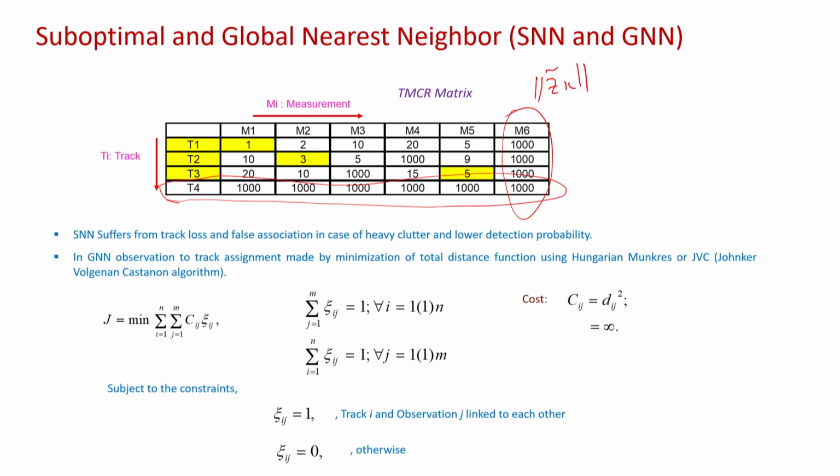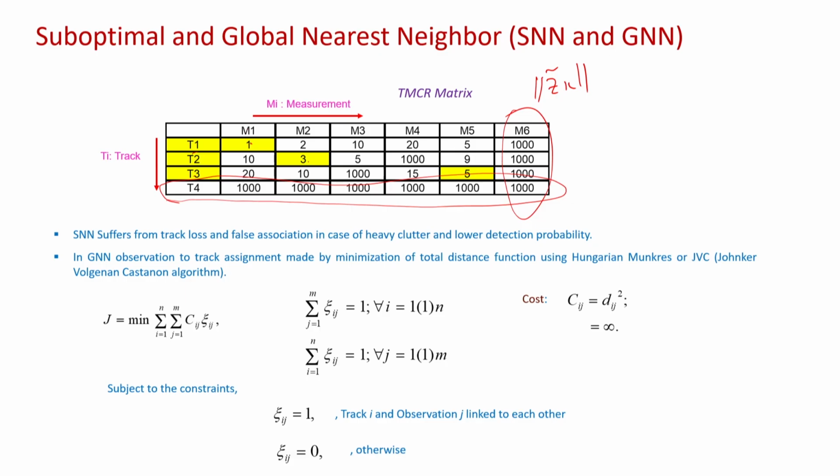If I use suboptimal nearest neighbor, I will pick the very minimum. So, what is the minimum distance? T1 M1. That means this measurement is actually closer to my predicted track. T1 M1 is 1, so I will update this. The yellow color mark is like this. T2 is M2, this is the least. T3 is M5, because all others are larger numbers. So I get my 1:1 pairs, then run your Kalman filter, no problem.